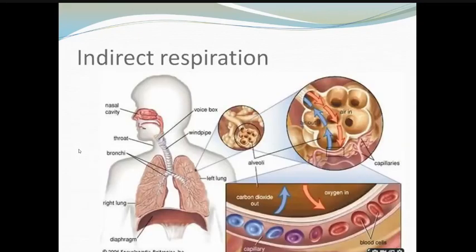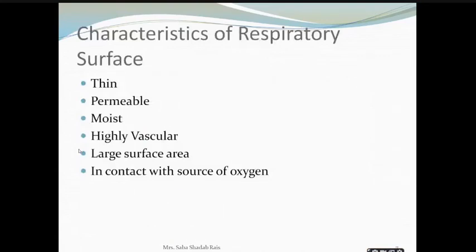So let us discuss once again the characteristics of the respiratory organ. We have learned that it must be thin, it must be permeable for oxygen and carbon dioxide, it must be moist, it must be highly vascular, then it must have a large surface area for the efficient exchange of the gases, and lastly it must be in contact with the source of oxygen.